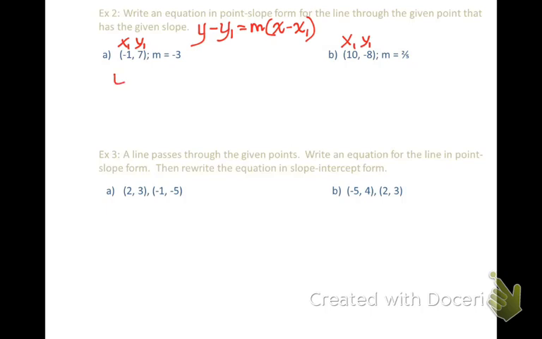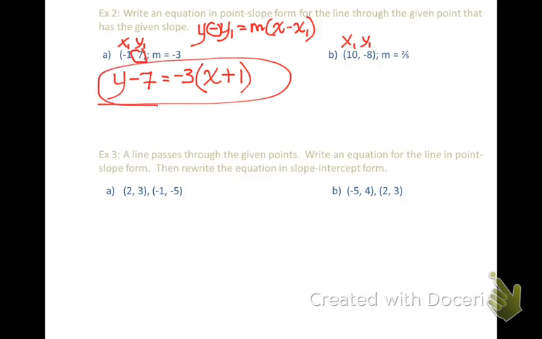The first y never changes. Y1 does. And it's a minus sign in front, so I'll remember it's always opposite. This is a positive, so it needs to be a negative. So it's y minus 7 equals m, which is -3, and then x minus a -1, so now it becomes a positive 1. And there's your answer.